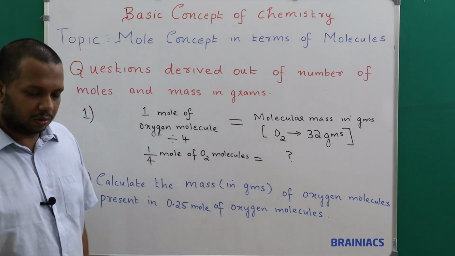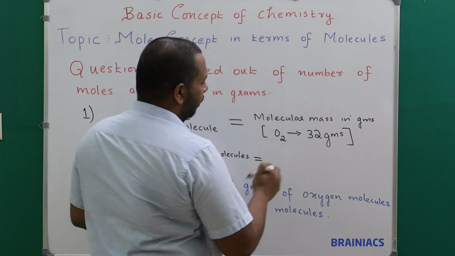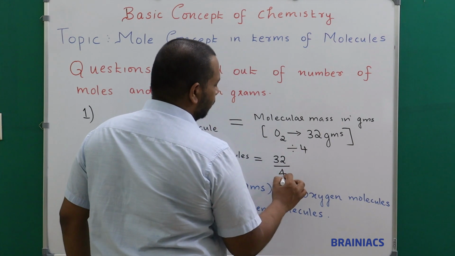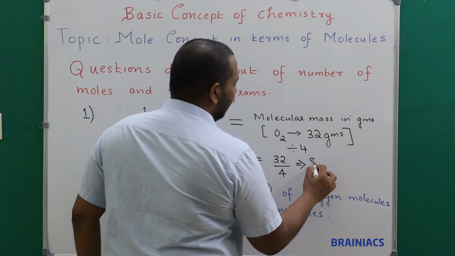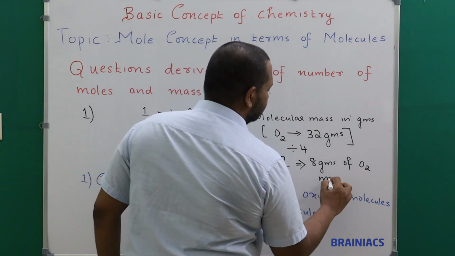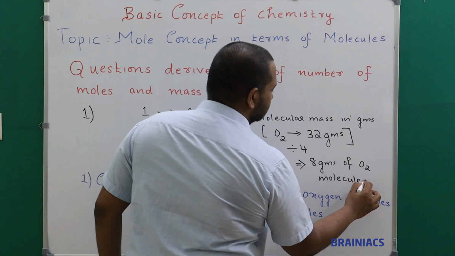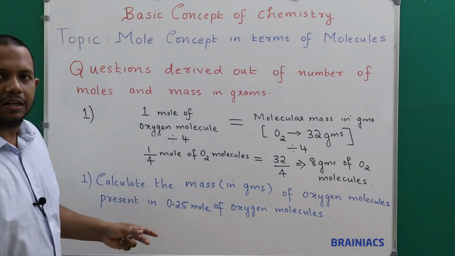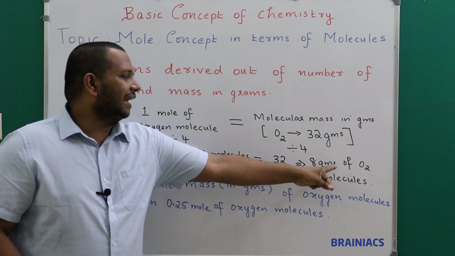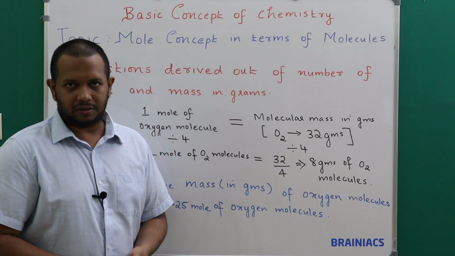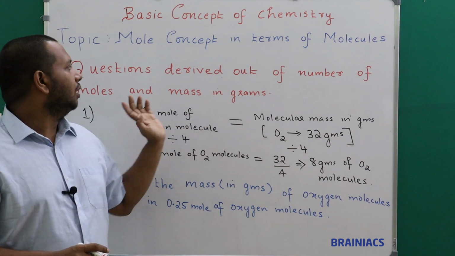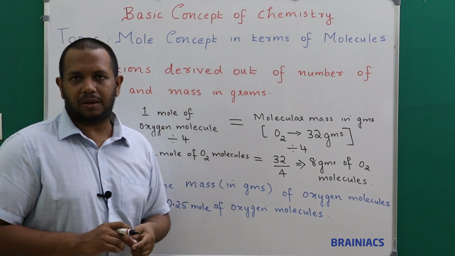So do the same thing on the right hand side. Divide by 4 here. So this will become 32/4, which we know is equal to 8 grams of O2 molecules. This is very clear. So you could understand that 1/4 mole of oxygen molecules will have a mass of 8 grams. That will be my answer. I hope you understood how to convert between these two. That is the relationship between the number of moles and mass in grams.